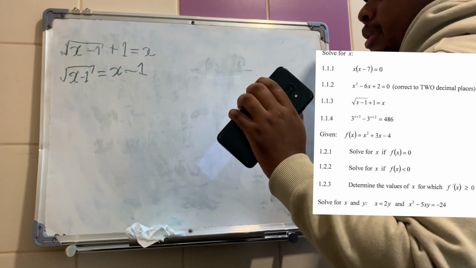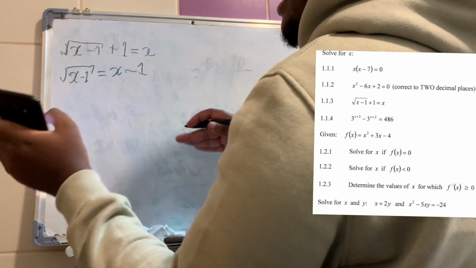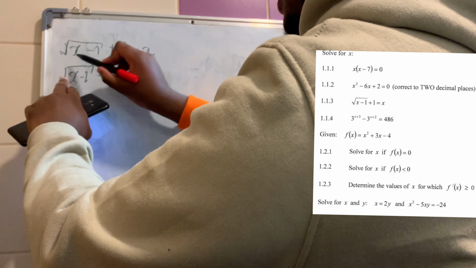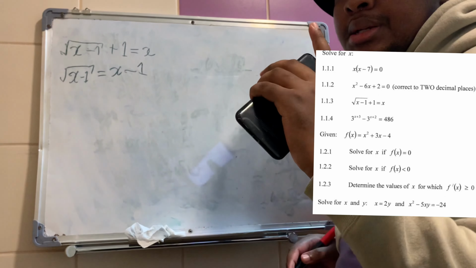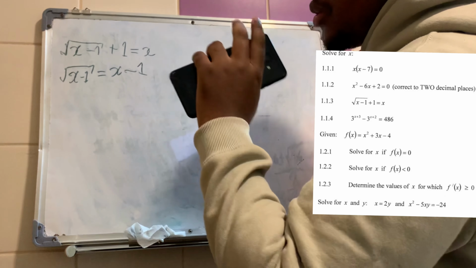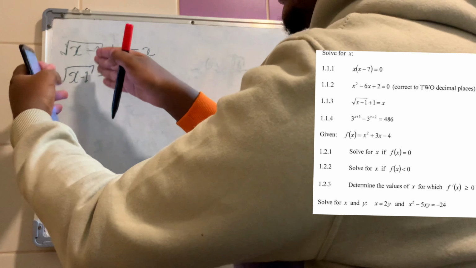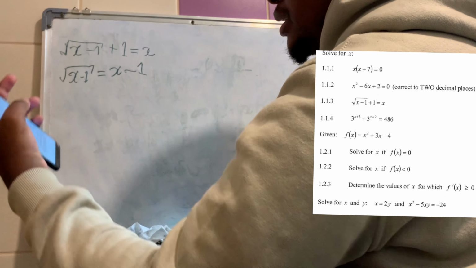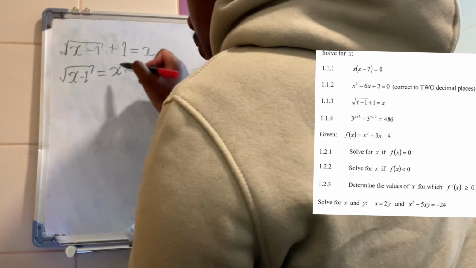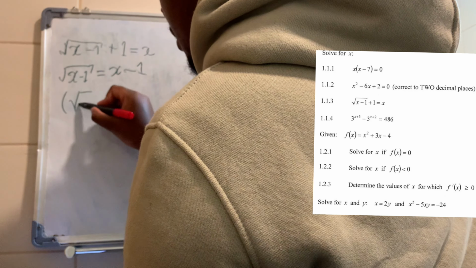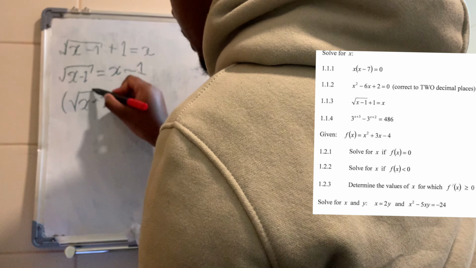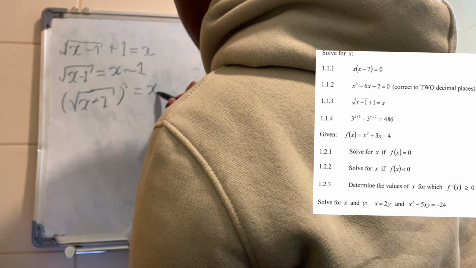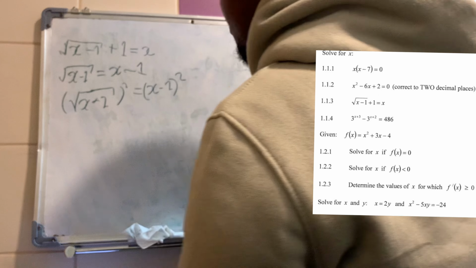Now, another way you can solve this is to square it, or select the whole bracket. But the catch here is how to square this side. What does that mean? What you do on the right hand side, you must also do on the left hand side. So if you square this, you must also square this. So we have the square root of x minus 1, squared, is equal to x minus 1, all squared.